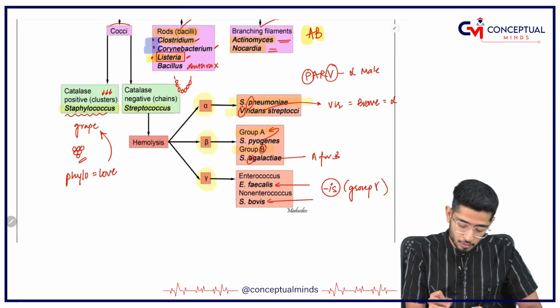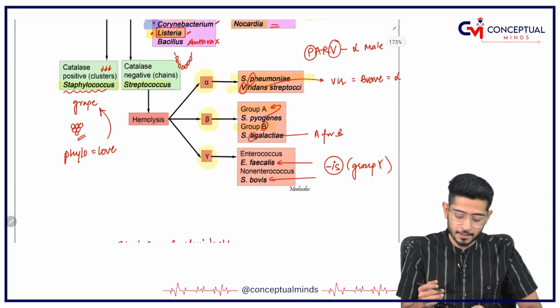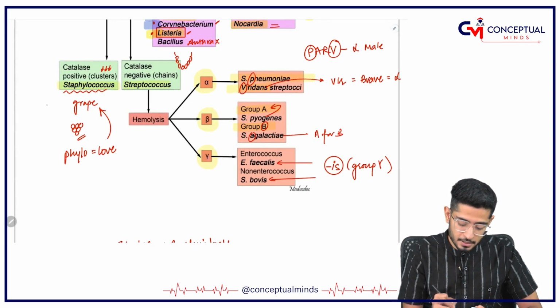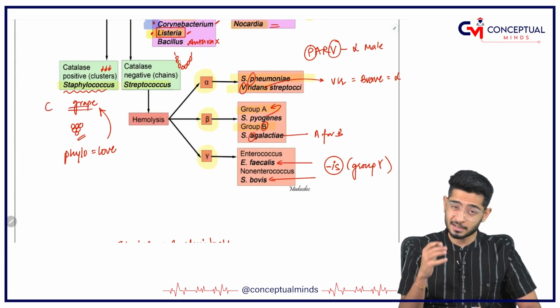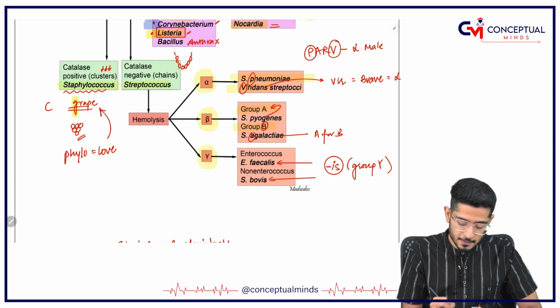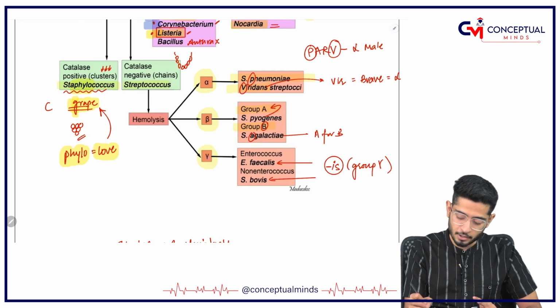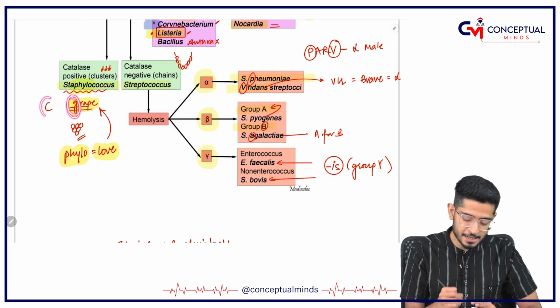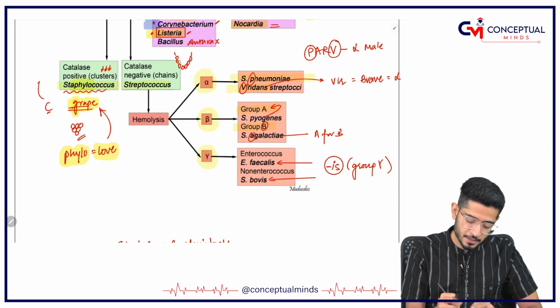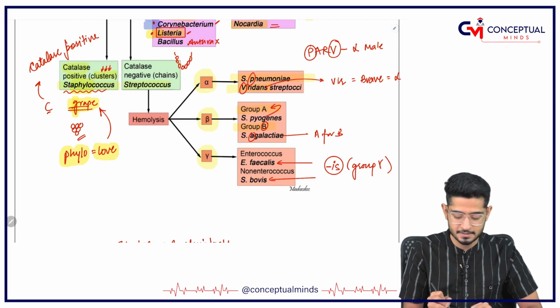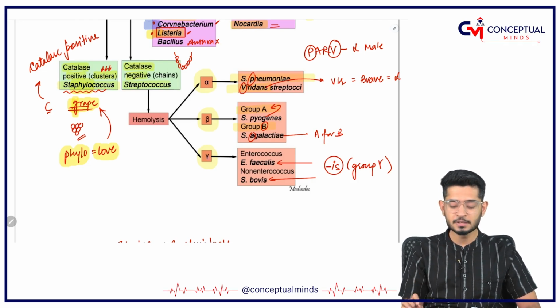Coming on to cocci. Cocci means catalase positive cocci and catalase negative cocci. Catalase positive cocci is the one which likes to stay in a grape-like cluster. Grape I have already discussed. Staphylo has philo, philo means love, and I love grapes. Second concept, build along with me: grapes, G and C go together because they are similar, and C is catalase positive.